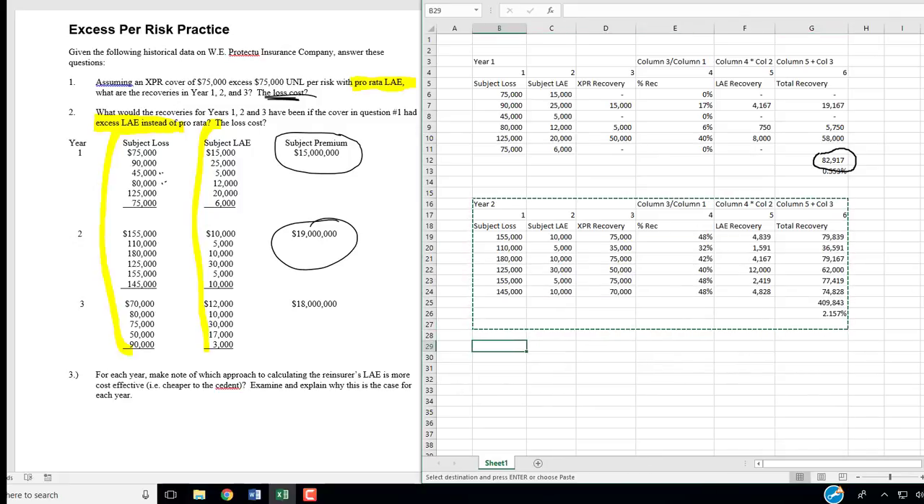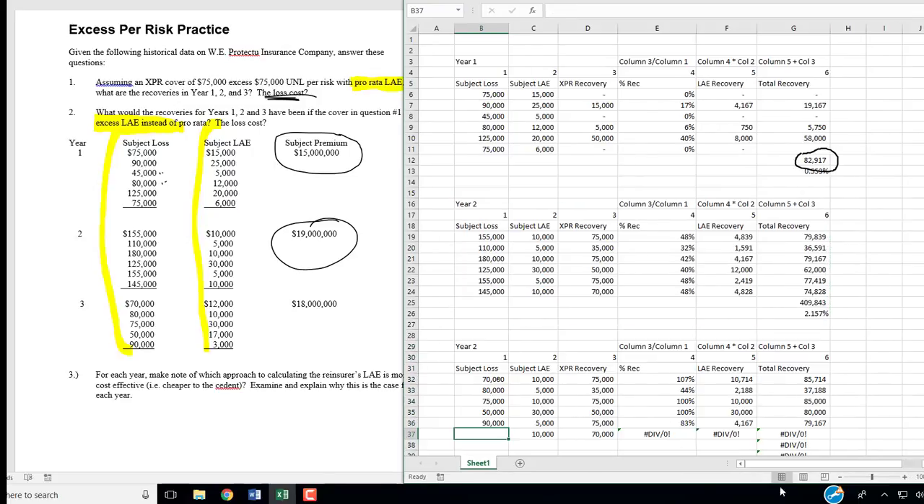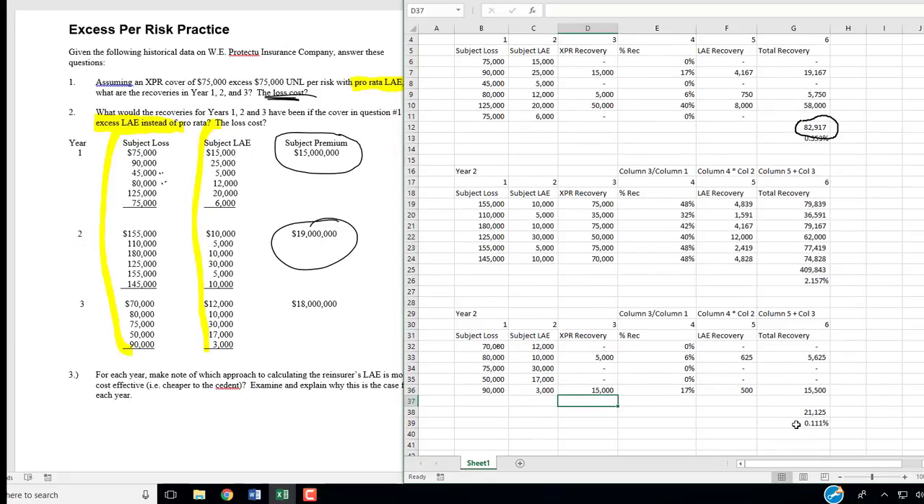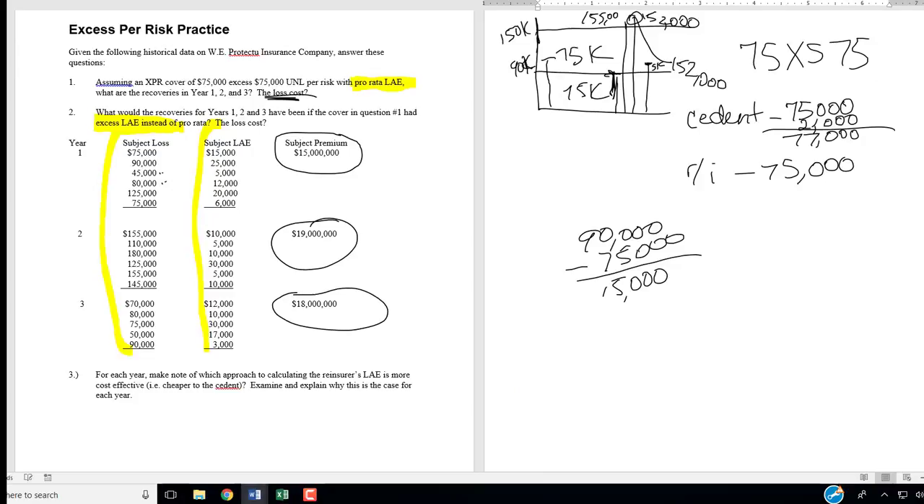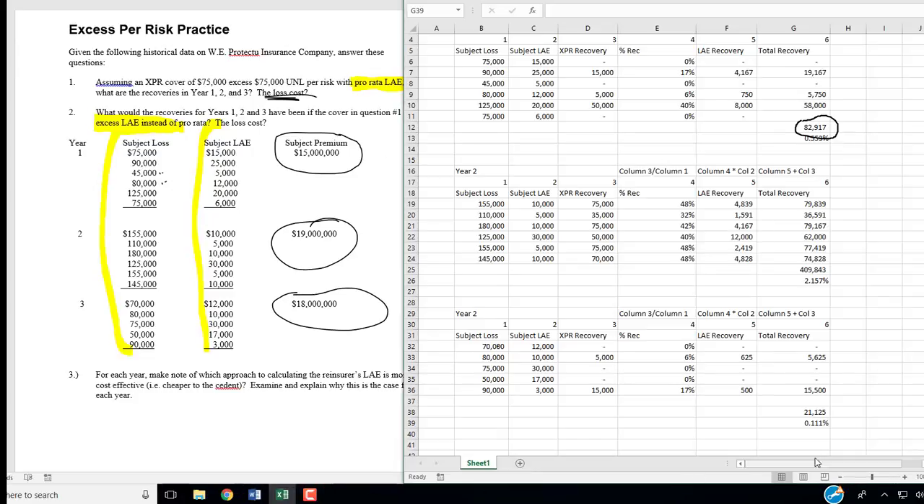Okay, let's do year 3 real quick. And year 3 has one less loss. We'll delete this row here. And most of the year 3 losses don't even trigger the treaty. So this one is 0 because it doesn't exceed the $75,000 retention. This is 5,000, 0, 0, and 15,000. So again, all of this is already calculated for us, but we do need to divide by the correct subject premium, which is 18 million, giving us a loss cost of 0.117.